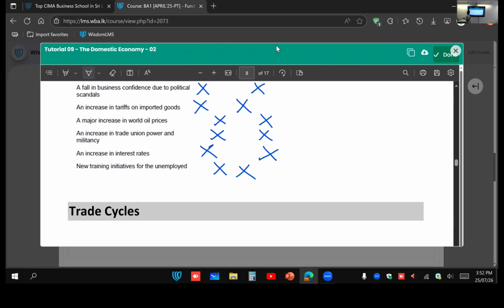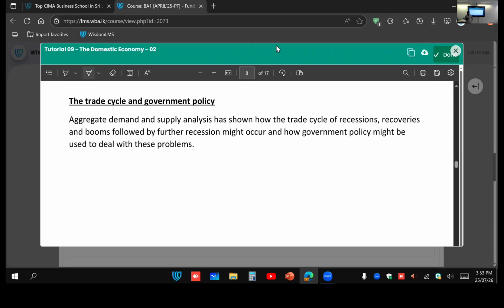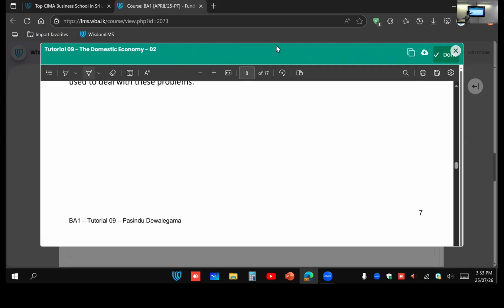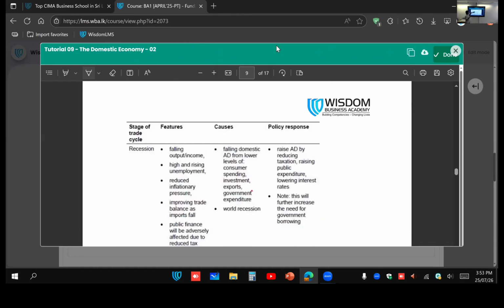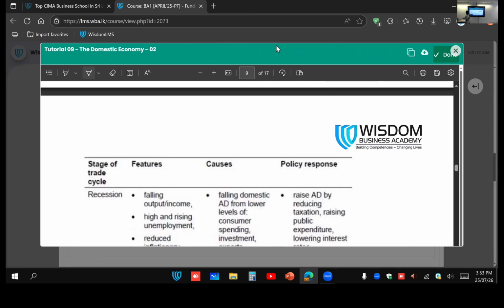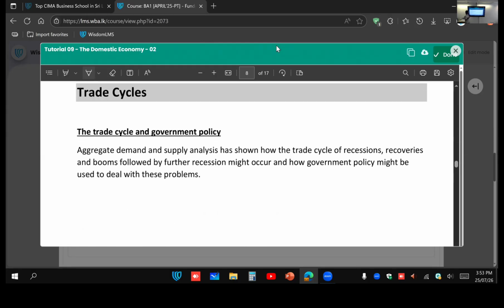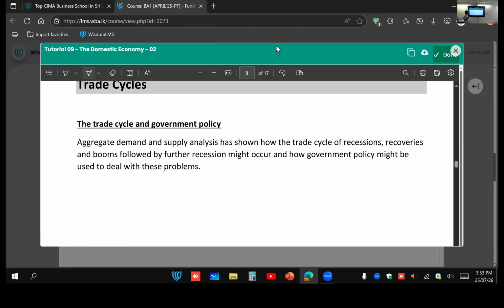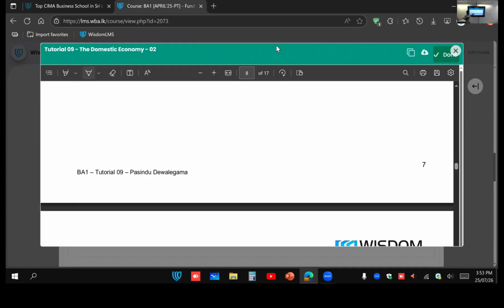Even after, if you have any questions, you just ask, right? All right, then trade cycles. Trade cycles, this is the third time now I'm explaining. Firstly, there was a diagram, then about the trade cycles. Again, do we have trade cycles, or have I duplicated it? Trade cycles, again, I explained it today. Aggregate demand and supply analysis has shown how the trade cycles of recessions, recoveries, and booms have been followed by further recession. I have given a detailed explanation about every stage.